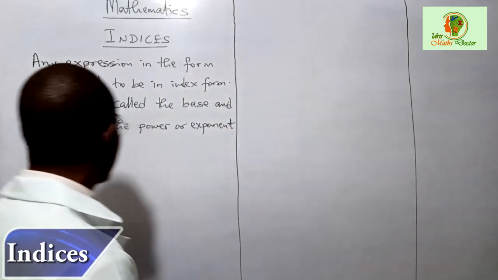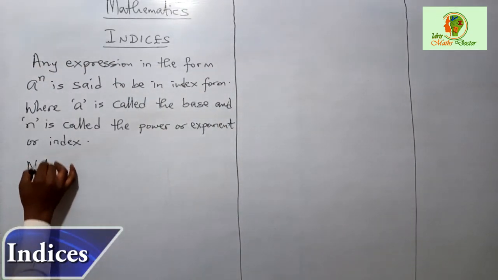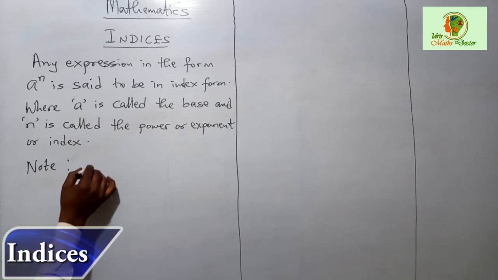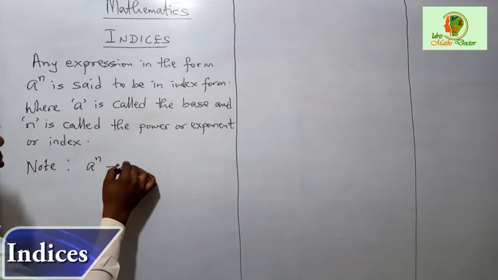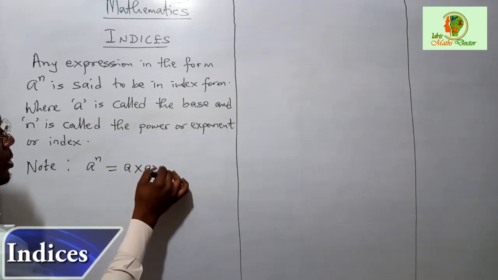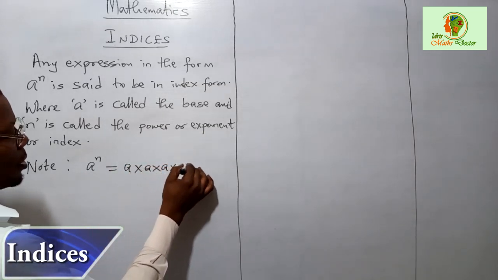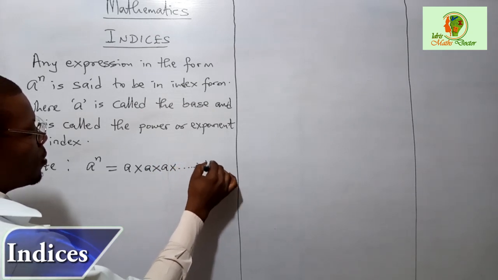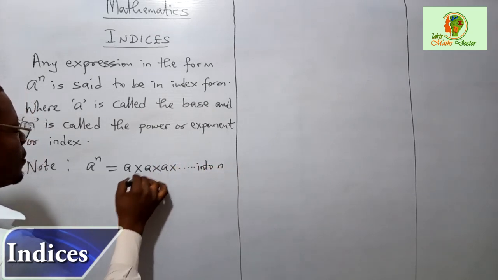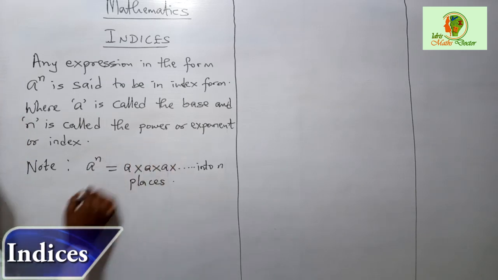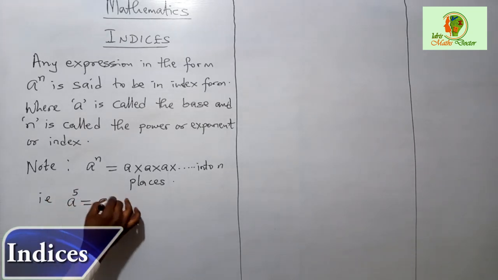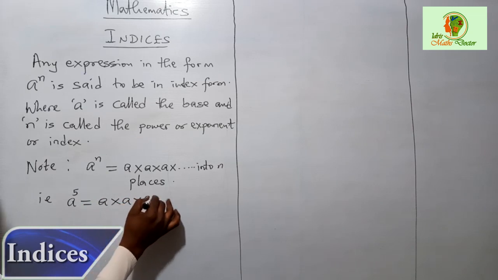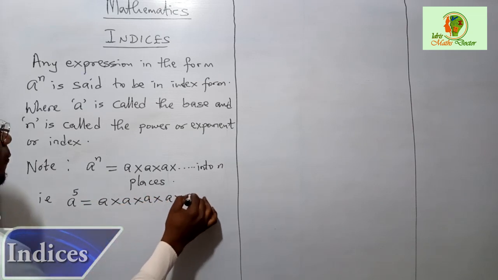Note, a raised to power n implies or is equal to a times a times a into n places. That is, if we have, for instance, a raised to power 5, it means a multiplied by itself into 5 places.